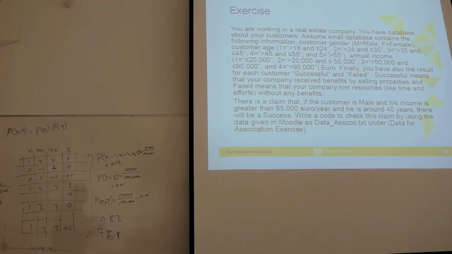We have some exercise. We have data in the model called data association.txt. So you can try to read this file by using, for example, Octave or Python, and try to find the association rules to check the claim given in this exercise. Is it a good claim or not?